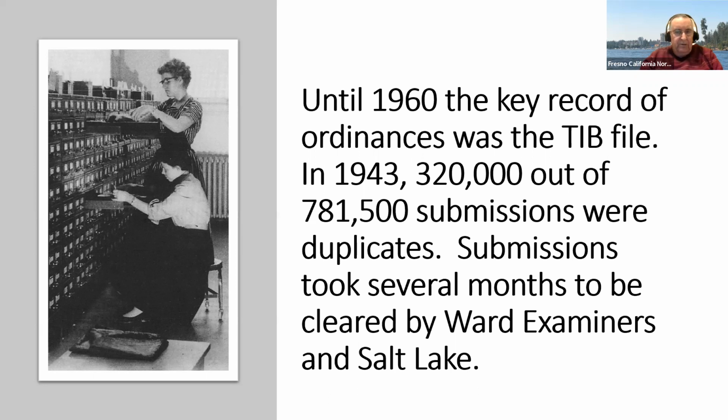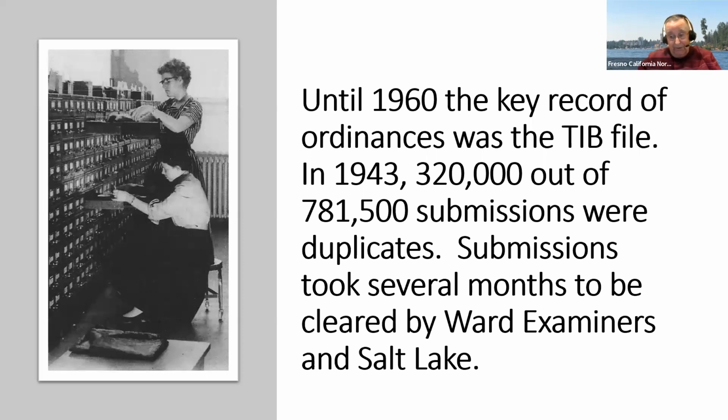320,000 of those submissions were duplicates. That's pushing 40% of all the names that were submitted in 1943 were duplicates. And so the church has been concerned about that issue forever, literally. They've tried to develop systems that will cut down on the number of duplicates. And in those days, we had to go through ward examiners, and then things had to be sent to Salt Lake and then sent back to us, which usually took several months before a name that we had requested to do would finally be available for us.